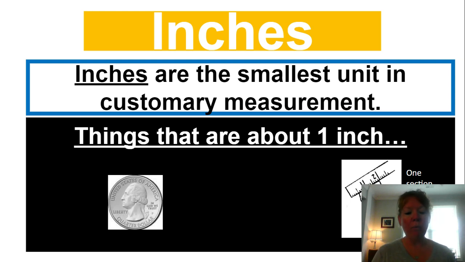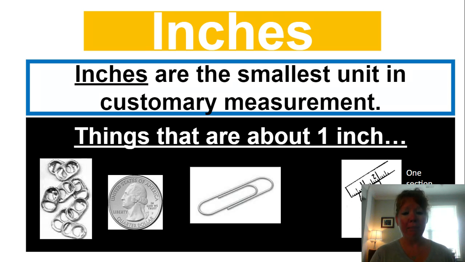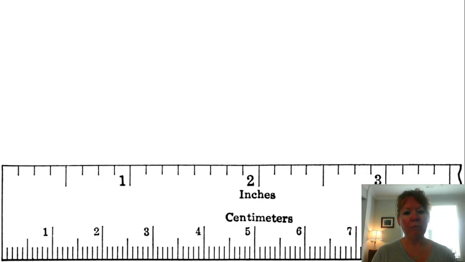A quarter is about 1 inch. The tab off of a can, that's also about 1 inch. And a small paper clip is about 1 inch. So if you don't have a ruler, you can easily grab some of these items and measure at home.